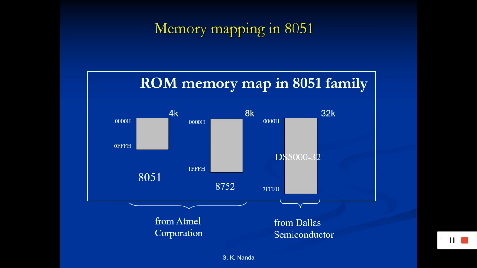Now the memory mapping in 8051. Memory interfacing is used to provide more memory space to accommodate complex programs for more complicated systems. Types of memories which are most commonly used to interface 8051 are RAM, ROM and EEPROM. 8051 can access 64 KB of external memory.